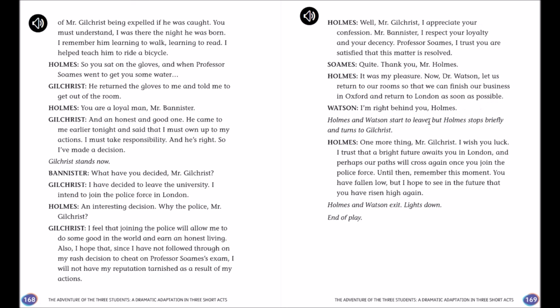Holmes and Watson start to leave, but Holmes stops briefly and turns to Gilchrist. Holmes: One more thing, Mr. Gilchrist. I wish you luck. I trust that a bright future awaits you in London, and perhaps our paths will cross again once you join the police force. Until then, remember this moment. You have fallen low, but I hope to see in the future that you have risen high again. Holmes and Watson exit. Lights down.